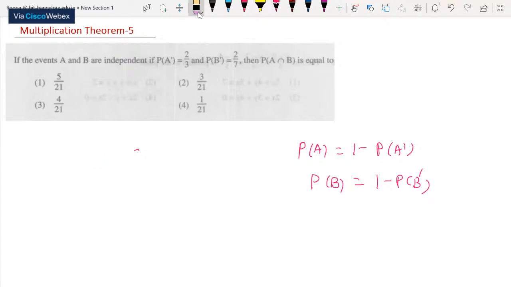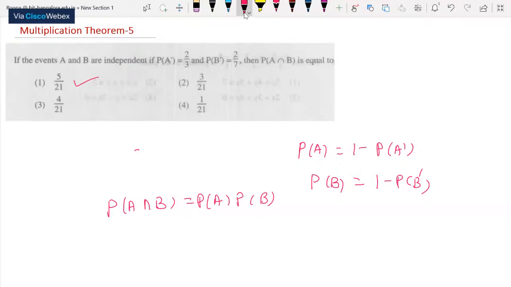Then both are independent. Therefore, from the multiplication theorem, the probability of A intersection B is nothing but the probability of A into the probability of B. Two students, Shamini and Sweetie, gave the correct answer. The answer is actually 5/21.